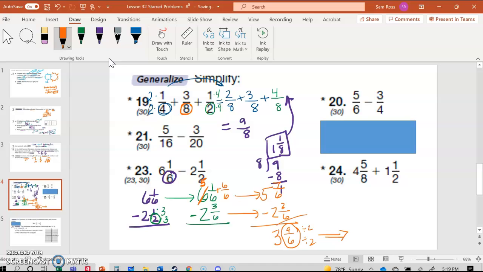I have to take my 3 with me. 4 divided by 2 is 2. 6 divided by 2 is 3. And that's my answer.